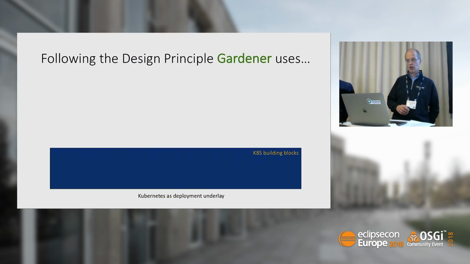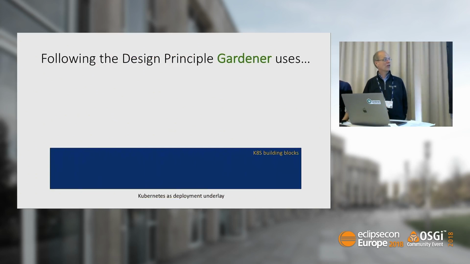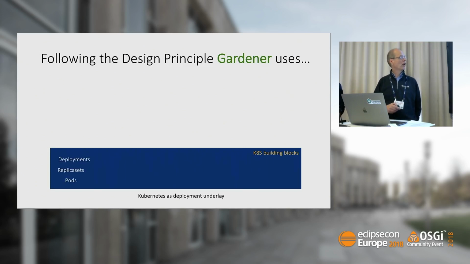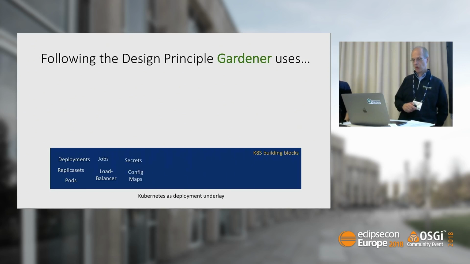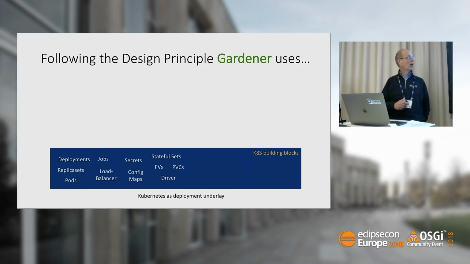Gardener uses many Kubernetes artifacts to implement all that. So we try to really use Kubernetes wherever possible. So all the usual Kubernetes building blocks we use, like pods, replica sets, and deployments to deploy containers, load balancers for accessing the containers. We use jobs. Of course, config maps and secrets for configuring everything. Then regarding persistence, we use persistent volumes, drivers, and stateful sets.